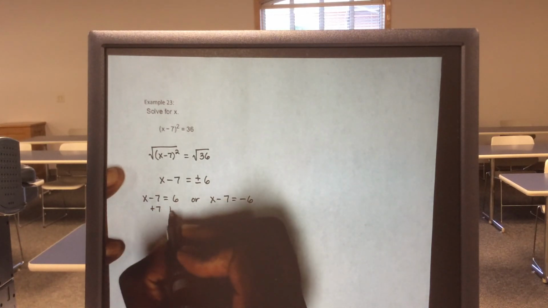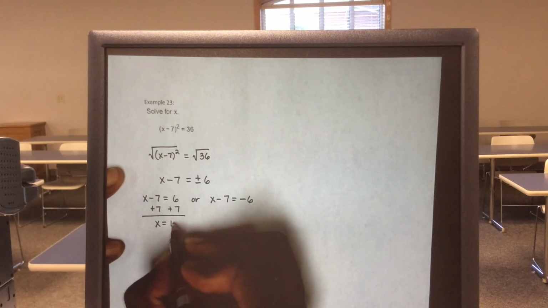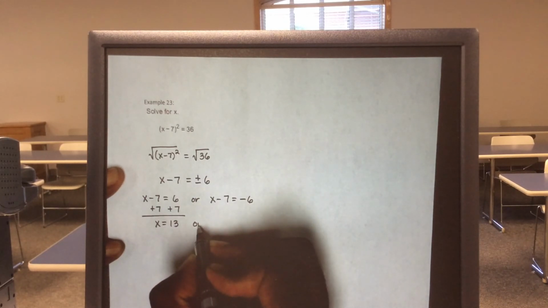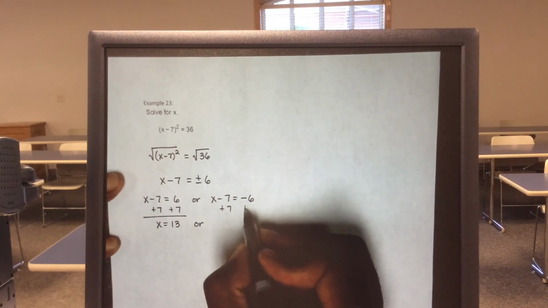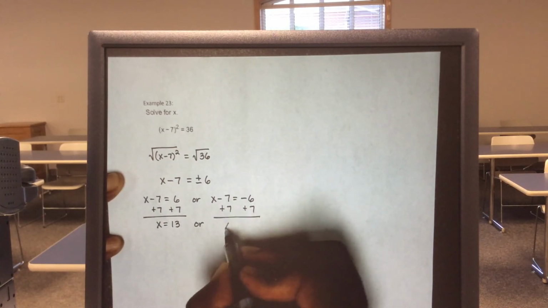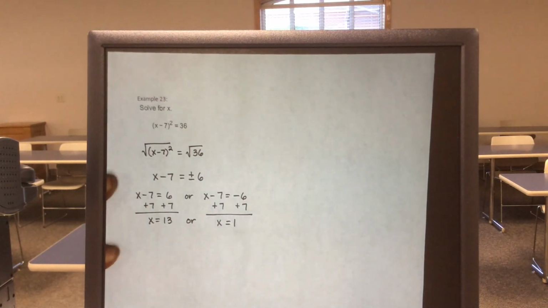So for the x minus 7 equal to 6, here if you add 7, you're going to get x is equal to 13. Or for the x minus 7 equal to negative 6, here if you add 7, you're going to get x is equal to 1. Okay? So my two solutions are x equal 13 or x is equal to 1.